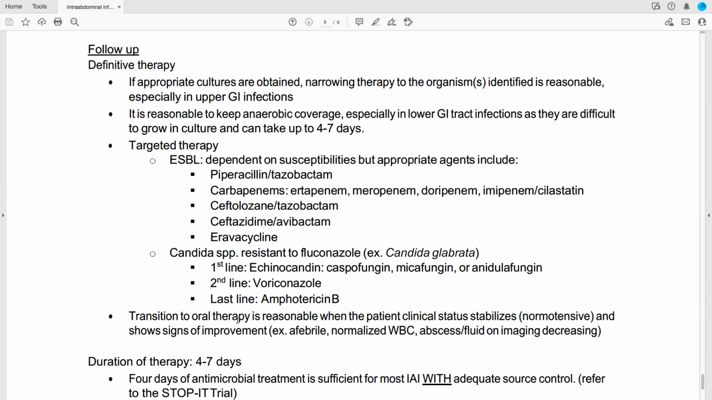So for targeted therapy, we have for ESBL, dependent on susceptibilities. So when we say ESBLs, or extended spectrum beta lactamases, I actually have changed this, and that will be reflected. But as we talked about with the MERINO trial, we really want to lean more into using our carbapenems, our beta-lactam, beta-lactamase inhibitors, or also we have the new therapy, eravacycline, which can potentially be utilized.